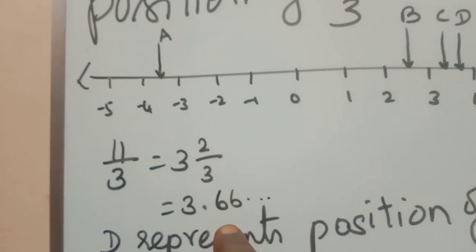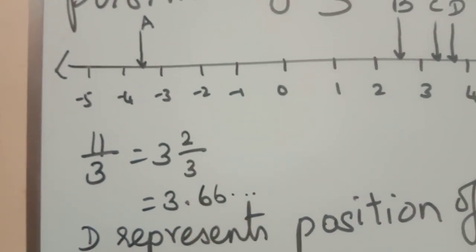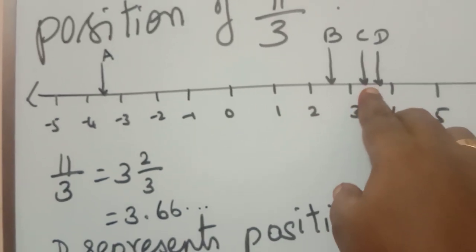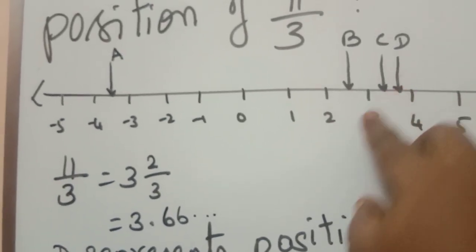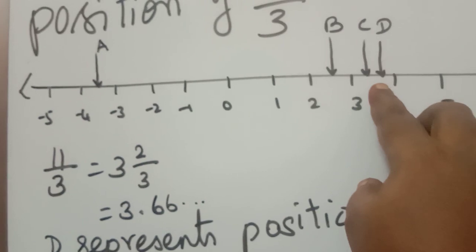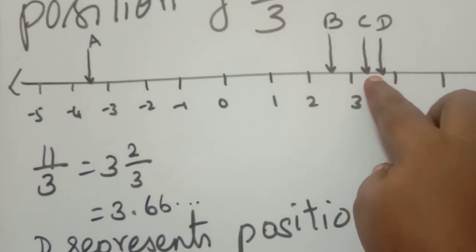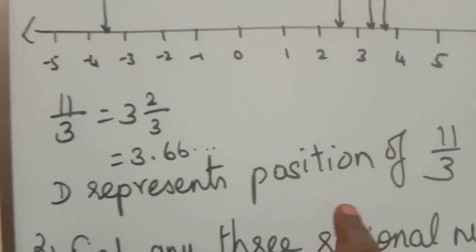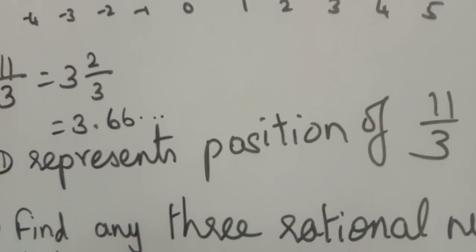If we write it as a decimal, we will get 3.6666, etc. So 3.6 means this D is more than half. 3.5 is half between 3 and 4. So 3.6, it is D. So D represents the position of 11 by 3.